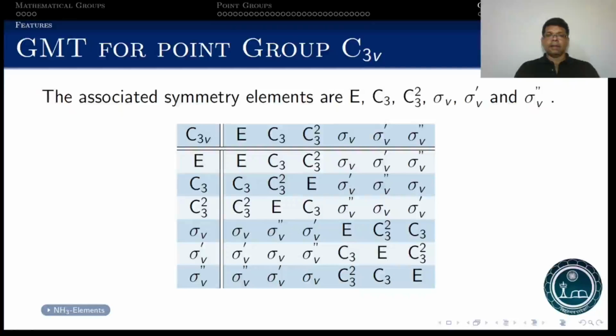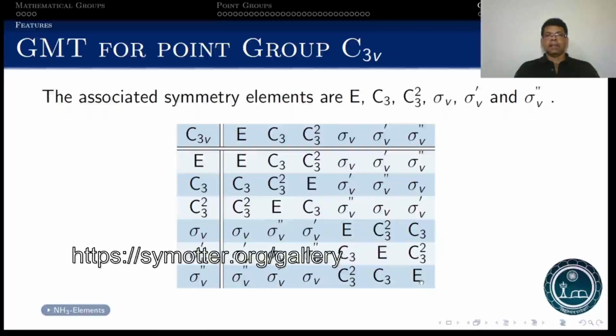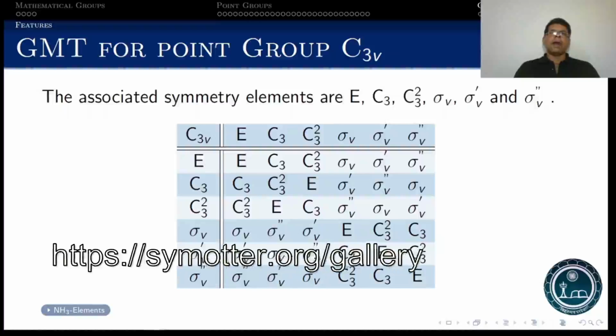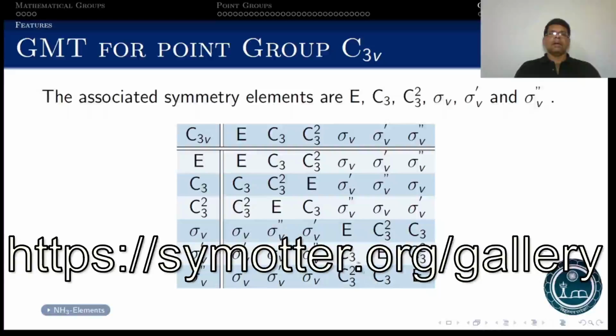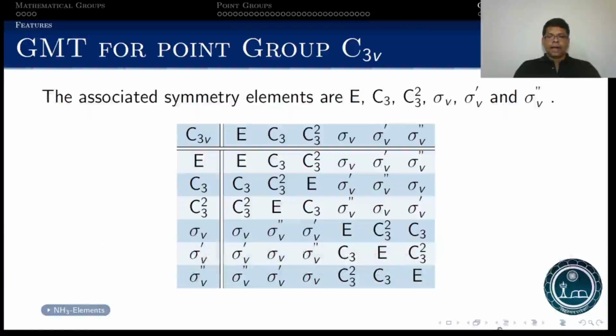Sigma V2 dash multiplied by sigma V2 dash is E. You go for every element in this table. It is justifiable by simple multiplication.